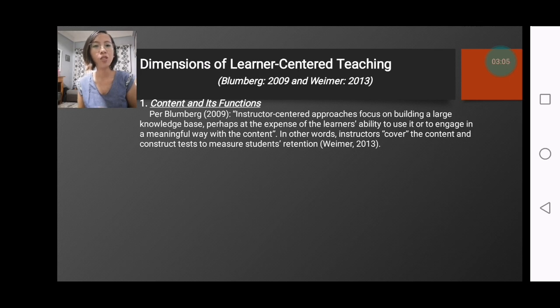And in support to that of Blumberg, Weimer here puts it in simple terms, and it says that what instructors look after in content and its functions is that the learners are to be measured. Remember perennialism, they are to be measured on how much they have retained, how much they have memorized, and not really on how much they have learned and practically would be able to apply from all those that they have received from the teacher. So that is the first dimension.